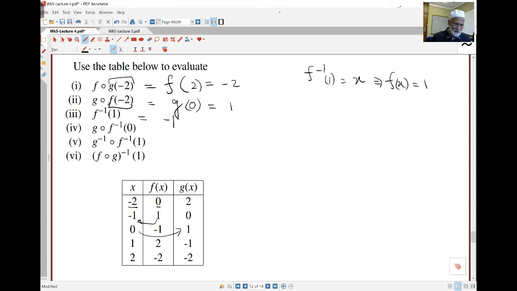f inverse of 1 is equal to x, which means f of x equals 1. The value of x is what I want here, that's the inverse at 1. And I find the value that I get 1 from is -1. Next, g of f inverse at 0. f inverse at 0. f at 0. f is 0 here, f inverse is -2.